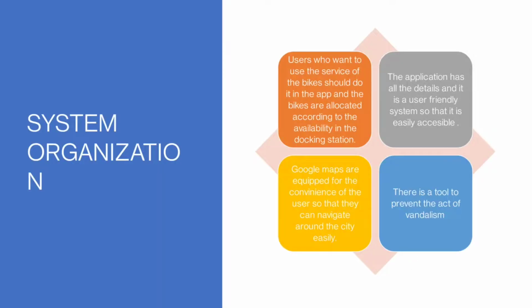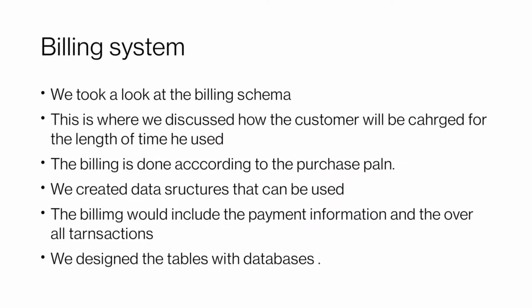Now, system organization. Users who want to use the service of bikes should do it in the app, and the bikes are located according to availability. Google Maps is equipped for the convenience of the users so that they can navigate around the city easily. This is also a tool to prevent the act of vandalism. The application has all users' details, and it is a user friendly system so that it is easily accessible. Now let's take a look at the billing system.